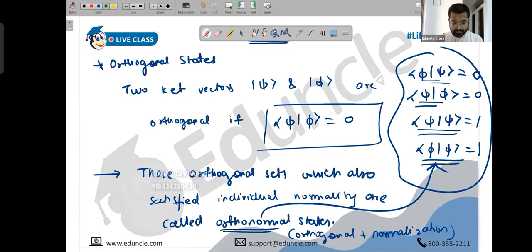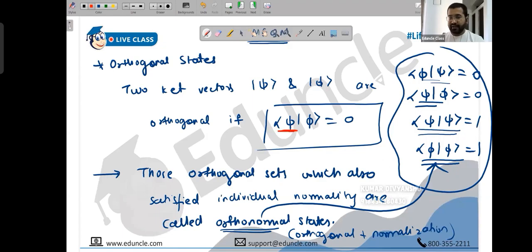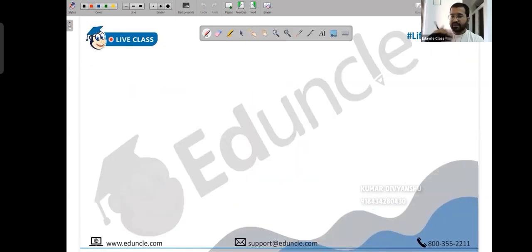Can you tell me, sir, what is the meaning of normalization? Normalization basically means that you are ensuring the probability of finding that particular function becomes 1 in that particular region. That means we can find the particle, we can find the state for sure if you want to find it, in that particular region. Also, just give it some time. You will understand this better and even better as we proceed.